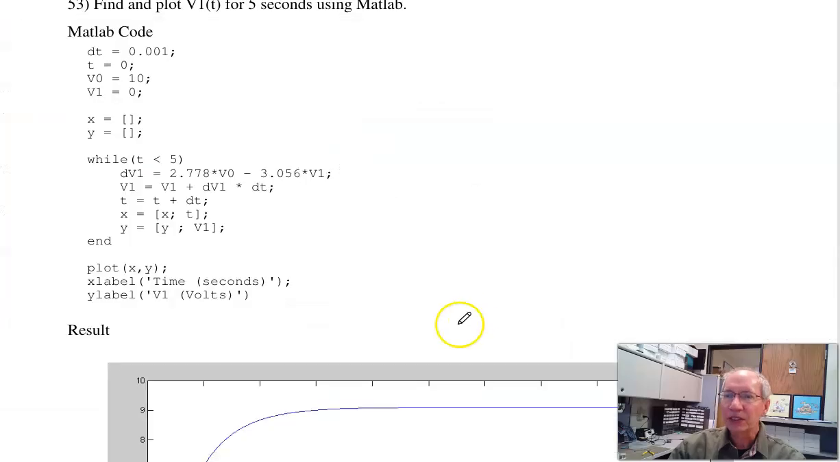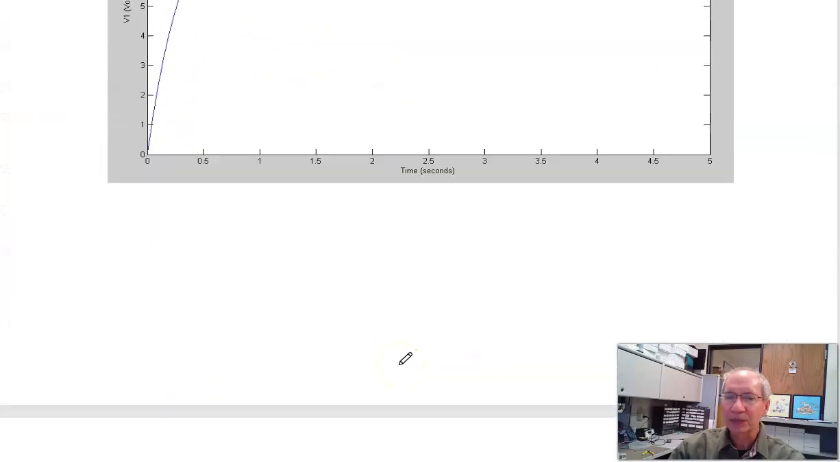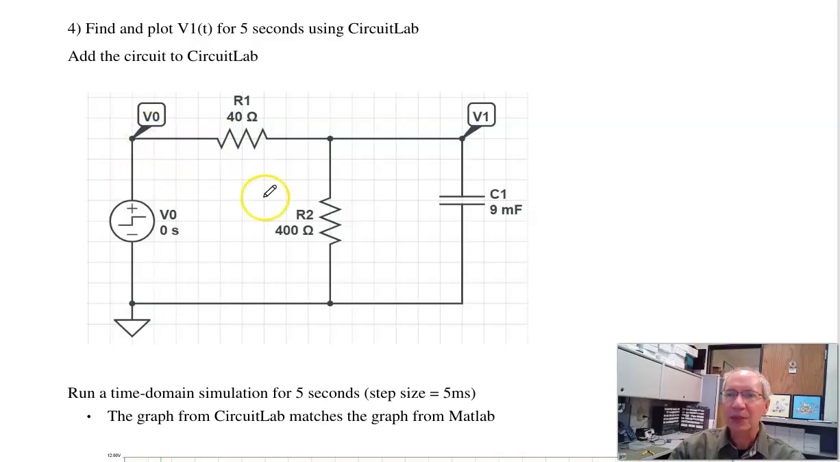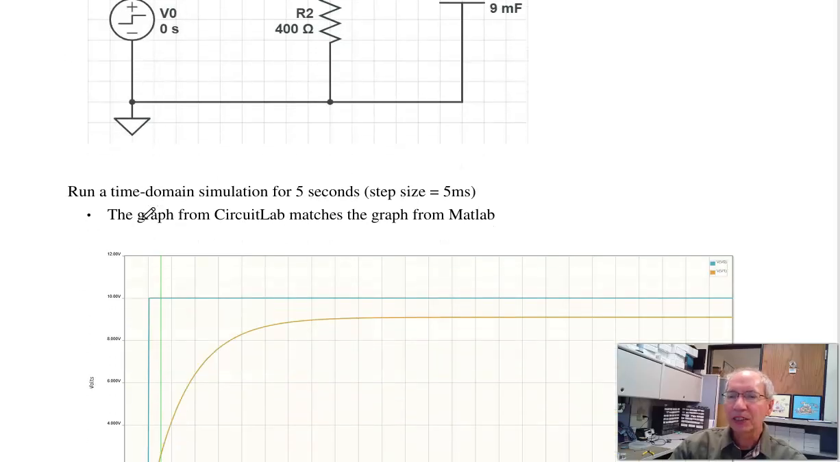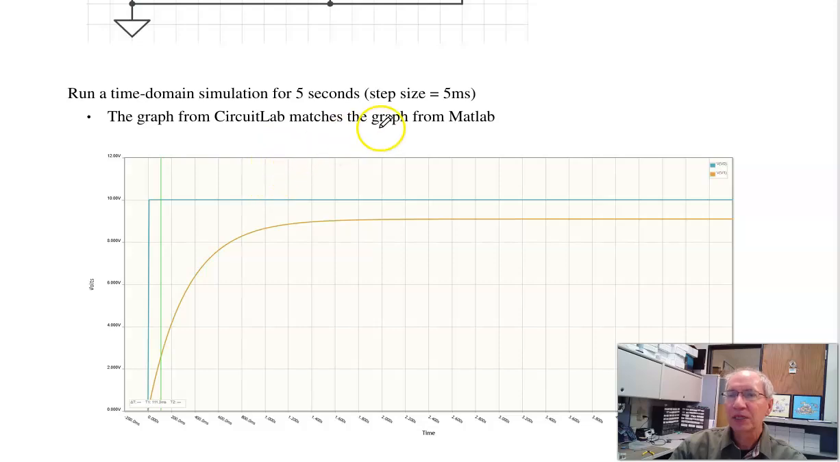Now to check your answer, I can use Circuit Lab. In Circuit Lab, I build the circuit, make this a step input. Now I go into time domain simulation and tell it I want to simulate it for 5 seconds, make the step size 5 milliseconds. That gives you 1,000 points on the plot. Plot it, and this is what Circuit Lab gives me. This is V0. That's my step input. Goes from 0 volts to 10 volts. This is V1. That's the same graph I got in Matlab.